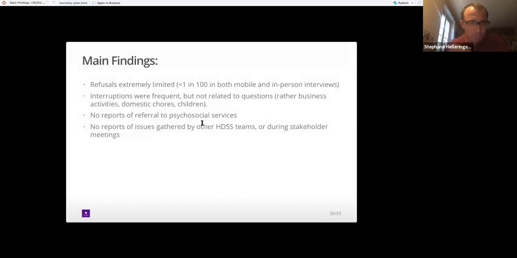Our main findings in that regard is that refusals were extremely limited, occurring in less than 1% of both mobile and in-person interview refusals to answer specific questions about mortality. Interruptions of interview were frequent, but they were not related to questions about mortality. Rather, they were related to business activity, domestic chores, interruptions from children, and so on and so forth.